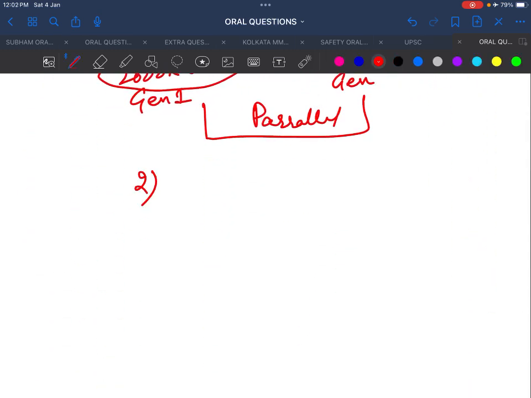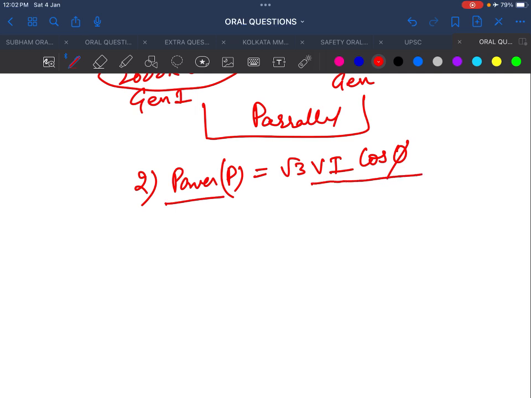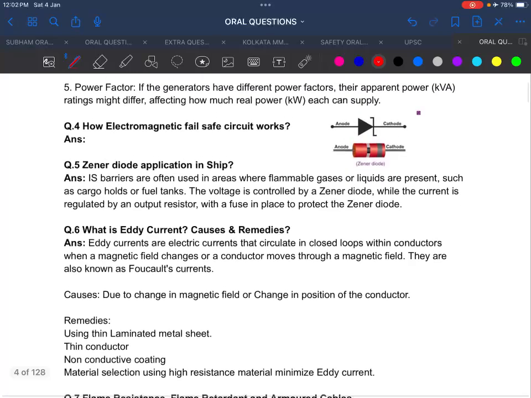The second concept is active power. Active power is P equals root 3 V I cos phi. So this power depends on voltage, current and power factor. If any of these goes up or down, the power will vary. So a difference in voltage or power factor will change our power consumption, so the active power will change. Now you can understand it very well.